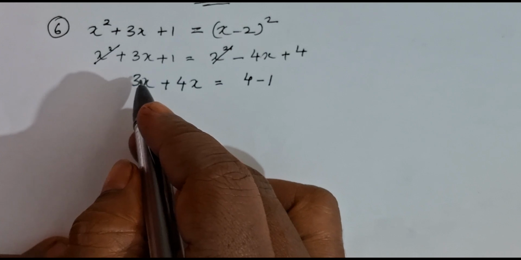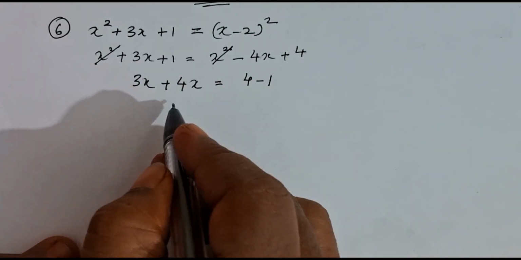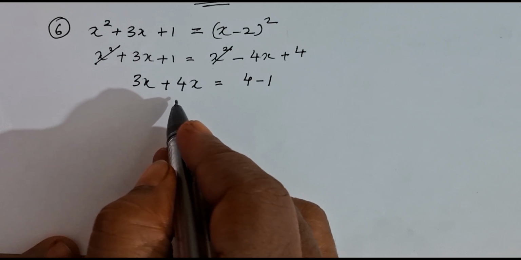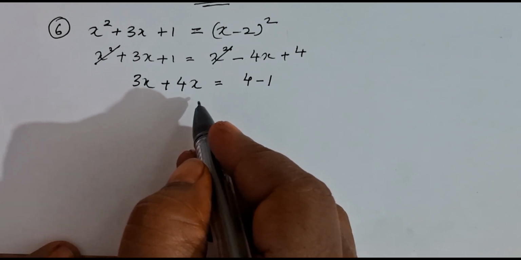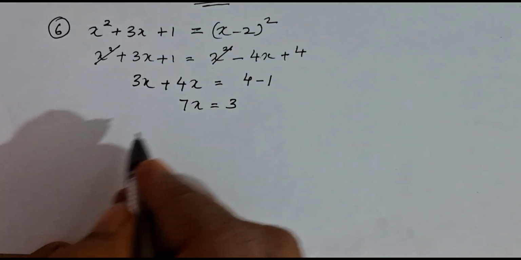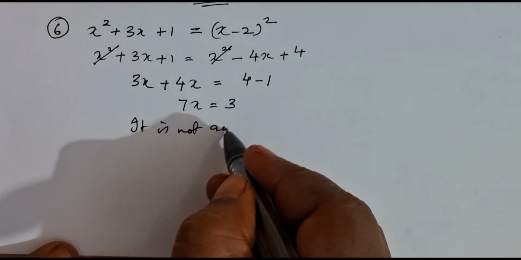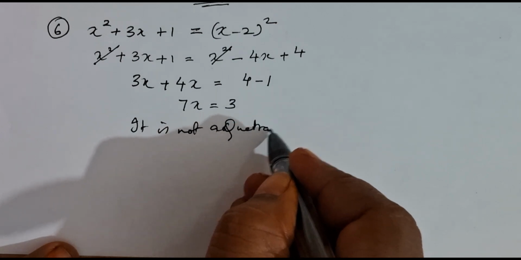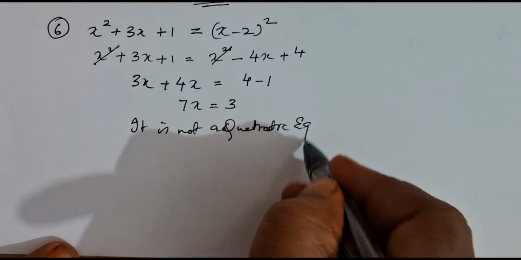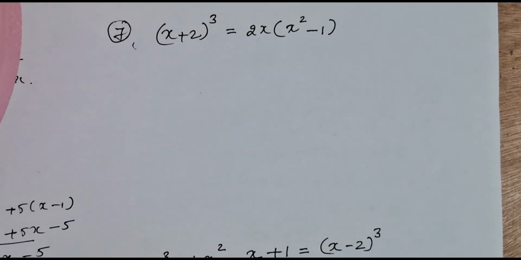We will add it now, which can be written as 7x is equal to 3. So it is not a quadratic equation, it is a linear equation. So it is not a quadratic equation because the highest power here is 1. Now let's see the next question.